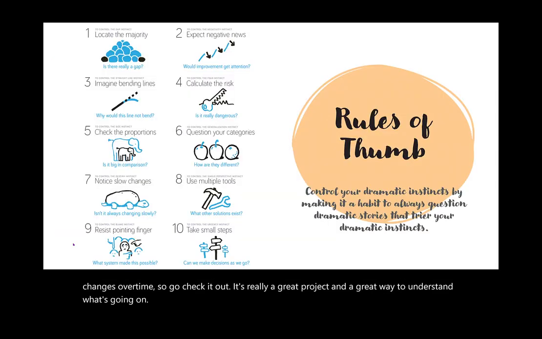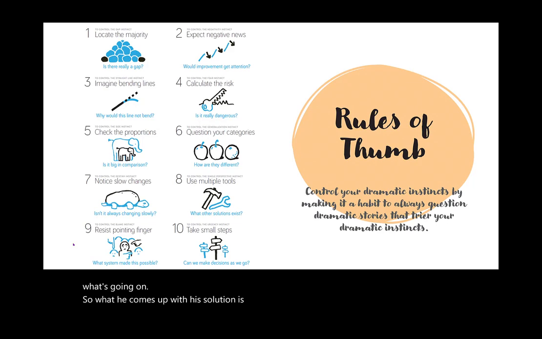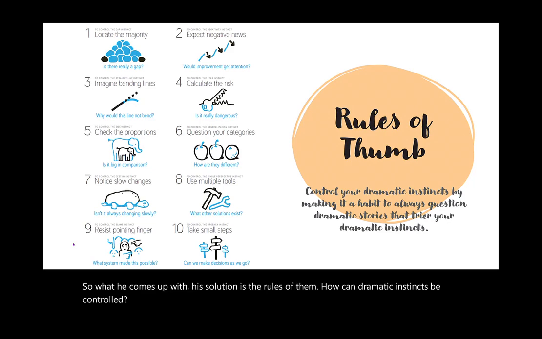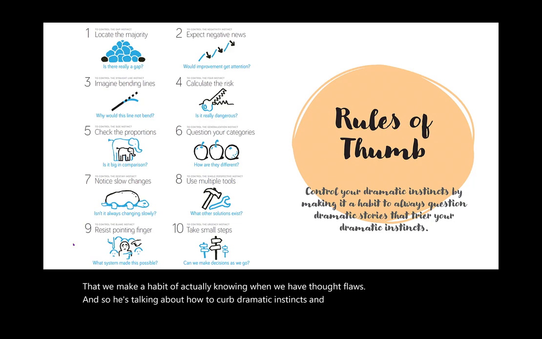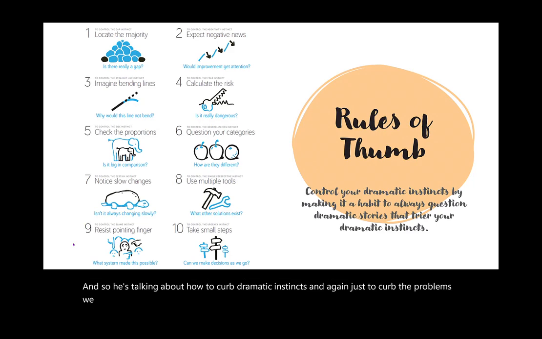So what he comes up with, his solution, is the rules of thumb. How can dramatic instincts be controlled, so that we make a habit of actually knowing when we have thought flaws? And so he's talking about how to curb dramatic instincts. And again, just to curb the problems we had in our thinking before: locate the majority. Don't do the gap, point to the others. Really look at the data.